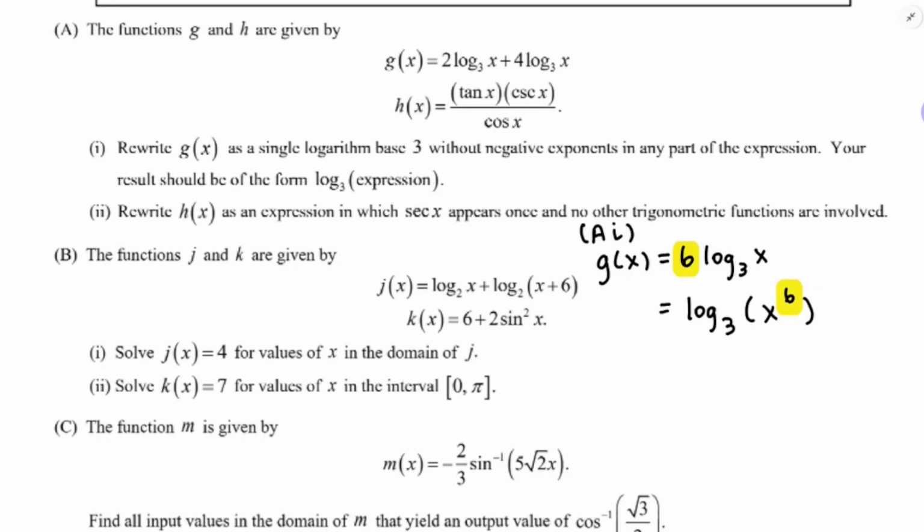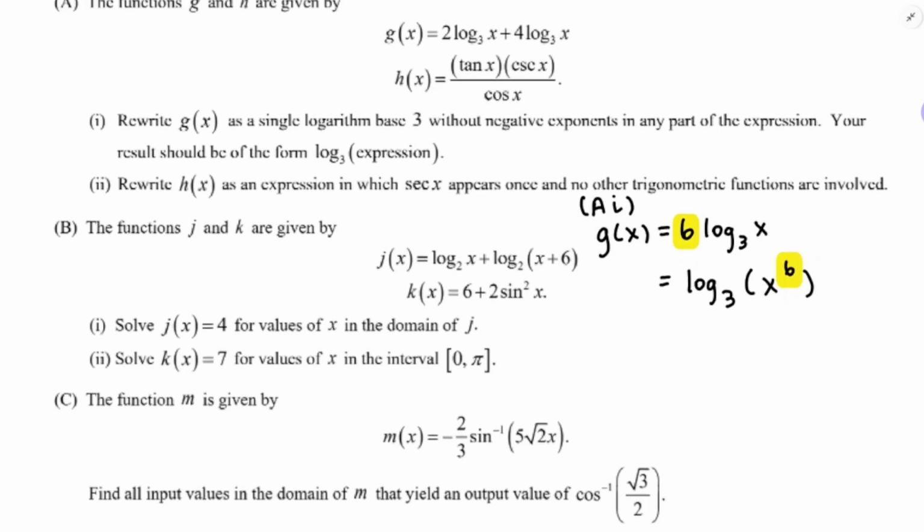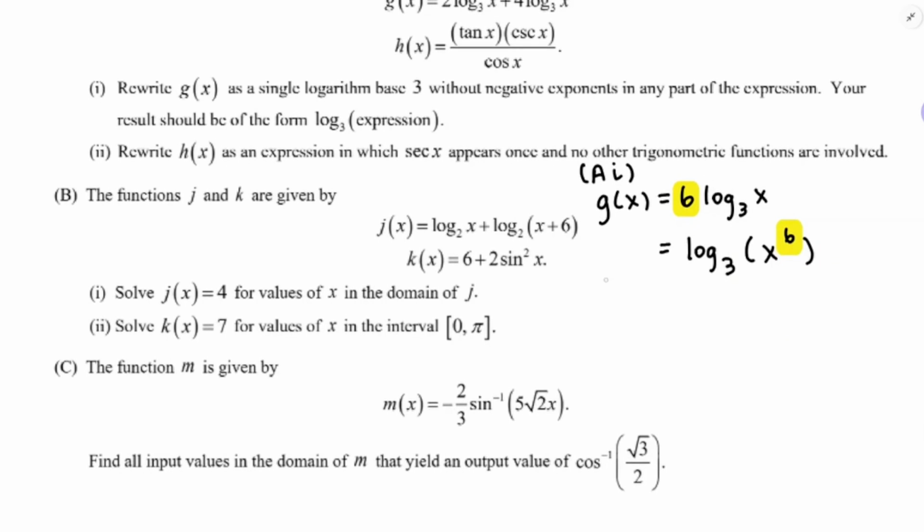Okay, and then A2, rewrite h of x as an expression in which secant x appears once and no other trig functions are involved. Okay, so I've got tangent, cosecant, cosine. I think in this type of situation where everything's multiplied together, I would be best off to just write everything in terms of sine and cosine. So tangent x is sine x over cosine x. And cosecant is 1 over sine. Okay, and then I've got a cosine in the denominator, so that's 1 over cosine x.